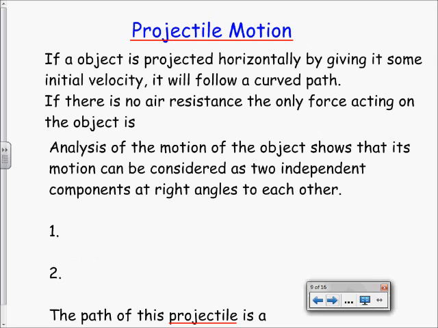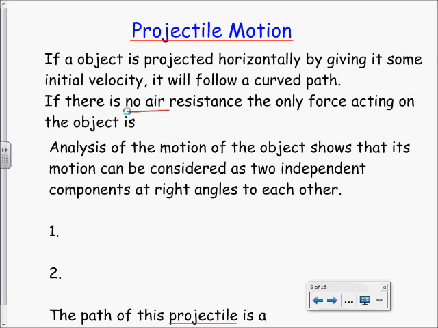All right, we come to the part that I want you to actually write into your notes, and this is the part that's covered by the PDF. If an object is projected horizontally by giving it some initial velocity, like shooting a bullet from a gun, it will follow a curved path. We say there is no air resistance, or in many cases that air resistance is negligible, meaning it's small enough not to worry about.